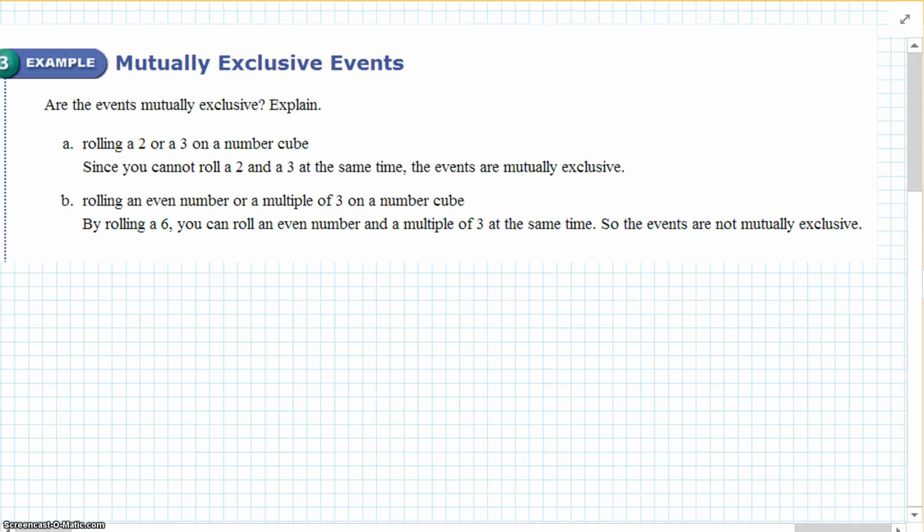All right. Now we're going to talk about mutually exclusive events. Okay. Are these events mutually exclusive? And then we'll explain exactly what mutually exclusive means. Rolling a 2 or a 3 on a number cube. Well, since you can't roll a 2 or a 3 at the same time, they are mutually exclusive. So if they don't overlap, if they both can't happen at the same time, they are mutually exclusive.